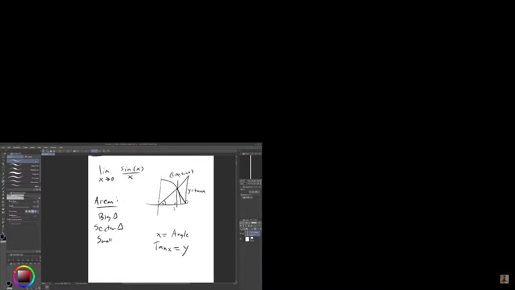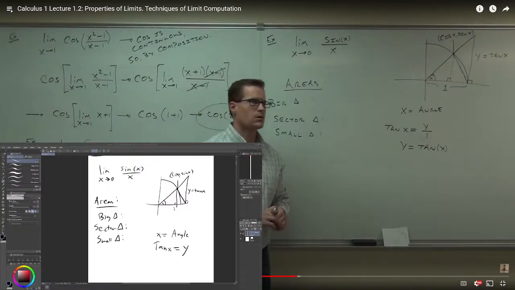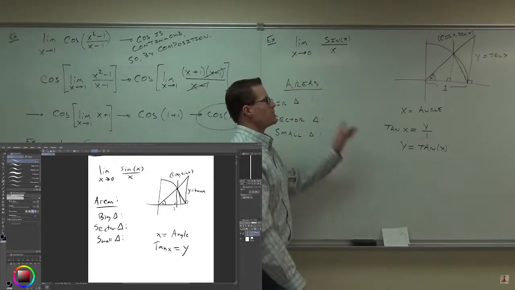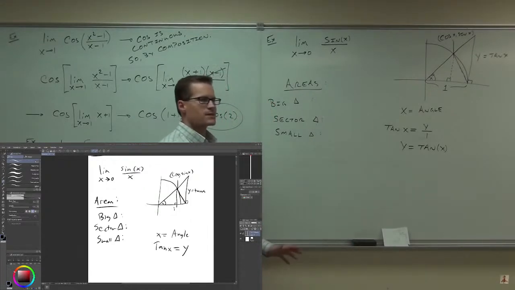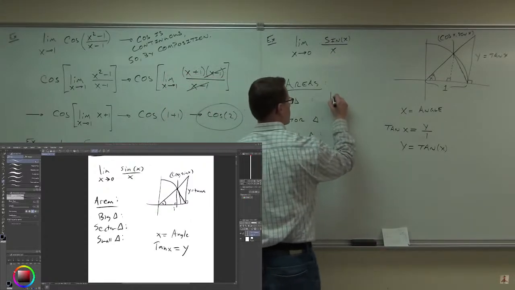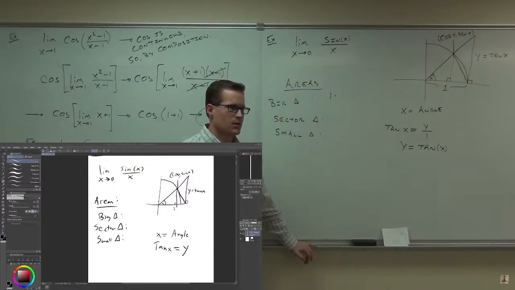Can you tell me how you find the area of a triangle? It's half times base times height, or base times height over 2, yes? Let's look at the big triangle. What's the base? The base is 1. Very good, times the height. Instead of y, let's say tan x.